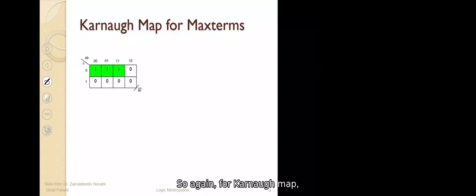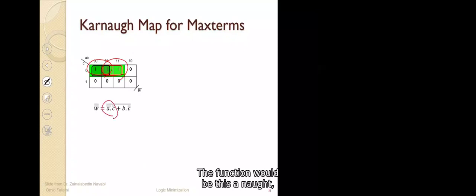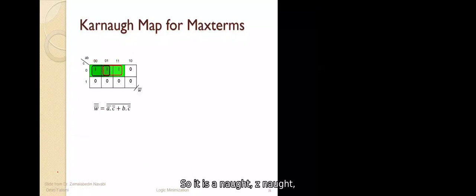So again, for Carnot-map, you start making the maps. So this is 1, this is 1. What else? That's it. You have 2 implicants here. So the function would be very easy, and it would be this. And again, the function would be A naught C naught, which is this one, and the other one, which is B C naught.